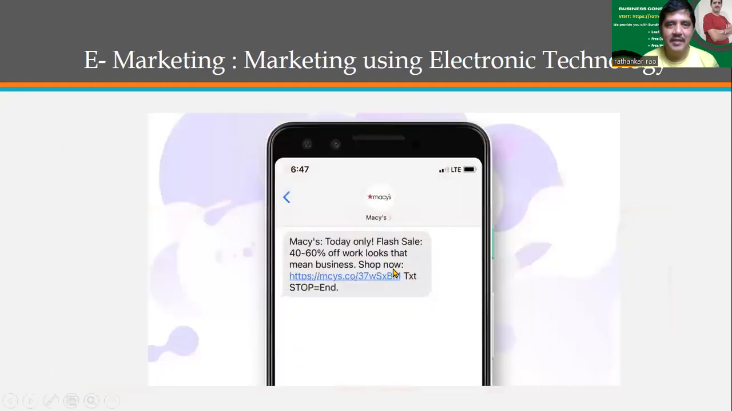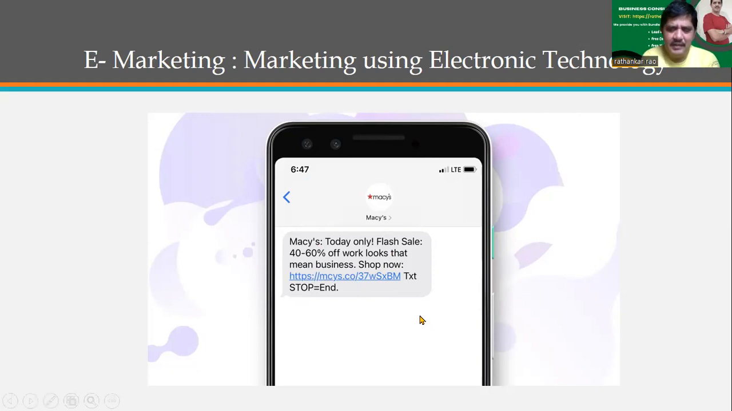Right. Now let us look at the second type of marketing. The first type of marketing we have seen is email marketing. The second one here is SMS marketing. See, suddenly I have got an SMS saying flash sale 40 to 60% off, work looks that mean business, shop now. I did not go to any of these shops, but still I am getting it. So my phone has the ability to receive SMS, and all these SMS are being shot across.